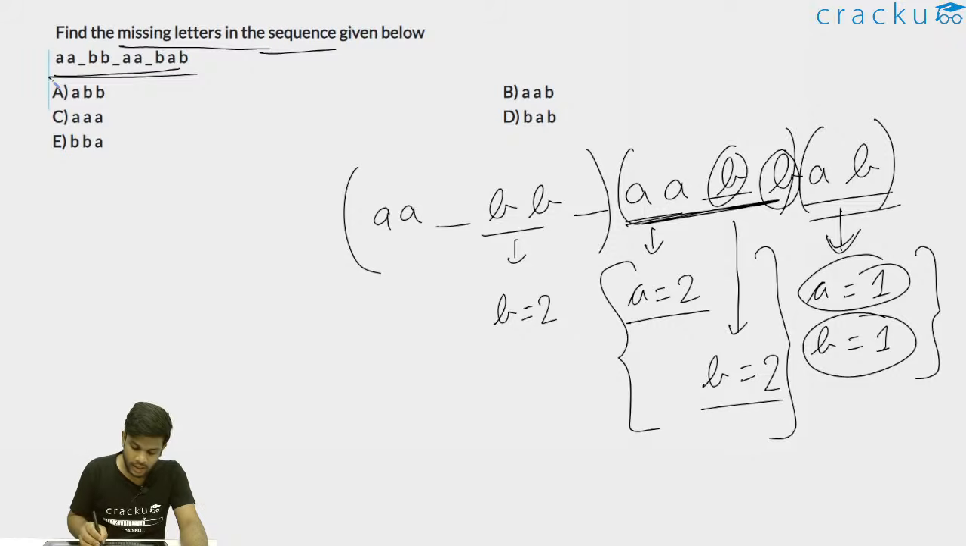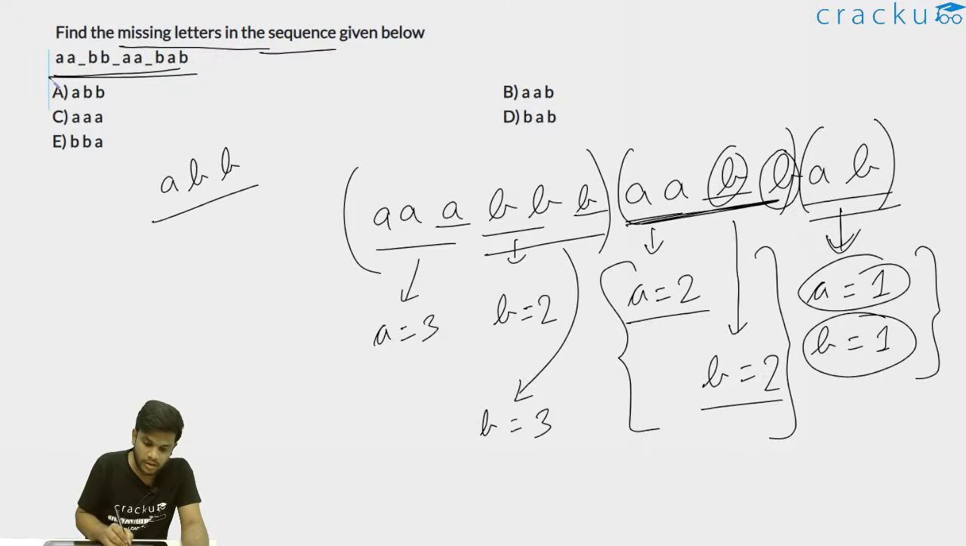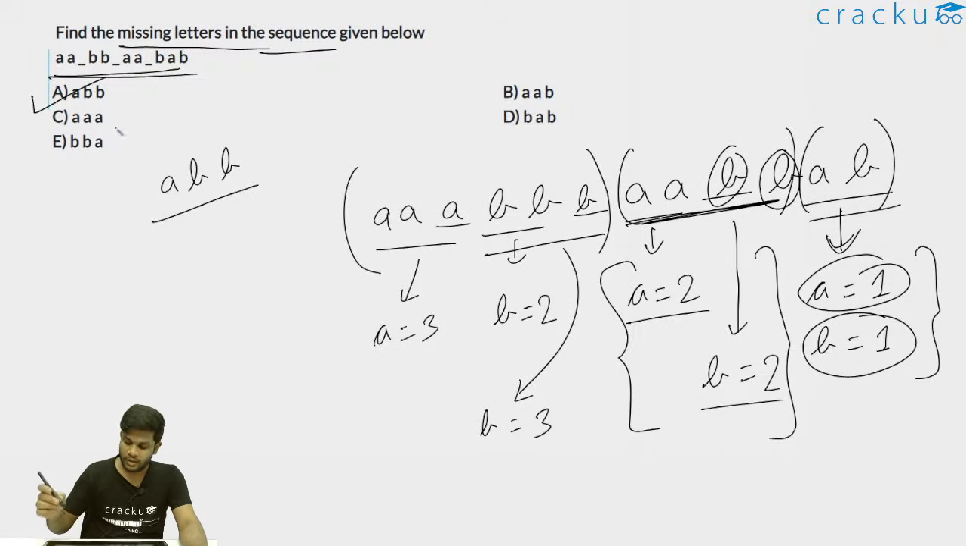So here already A and B are two times. So here it will be A and here it will be B. So here A is repeating three times and B is also repeating three times. So that means the letters which were missing were A, B and B. So our answer is option number A, which is A, B and B. Let's go to the next question.